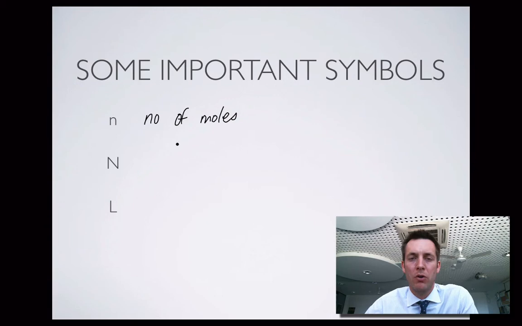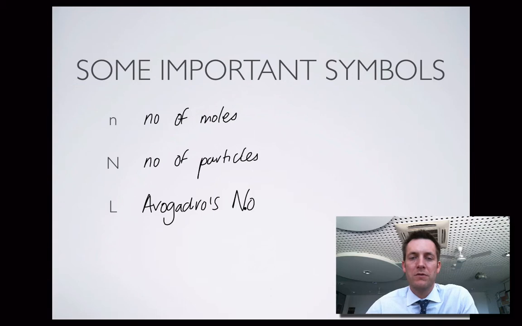Remember, a mole of a substance is the amount of that substance that contains Avogadro's number of particles. So I could have a mole of apples, I could have a mole of carbon atoms, I can have a mole of anything. Okay, N, with a capital N, that is now the number of particles, and capital L, that is this number 6.022 times 10 to the 23, so that's Avogadro's number. So remember those symbols as we move through this film. We're going to be using them, we're going to be converting one into the other.